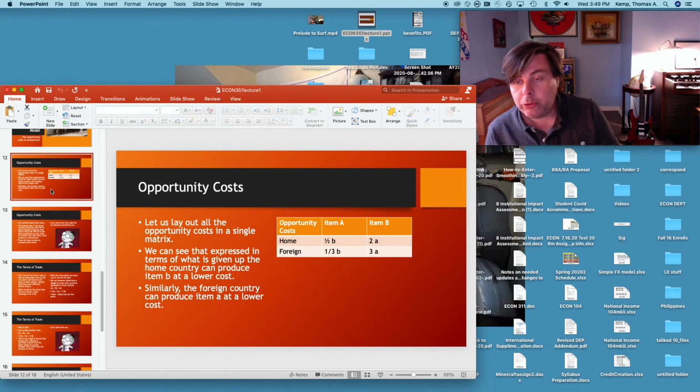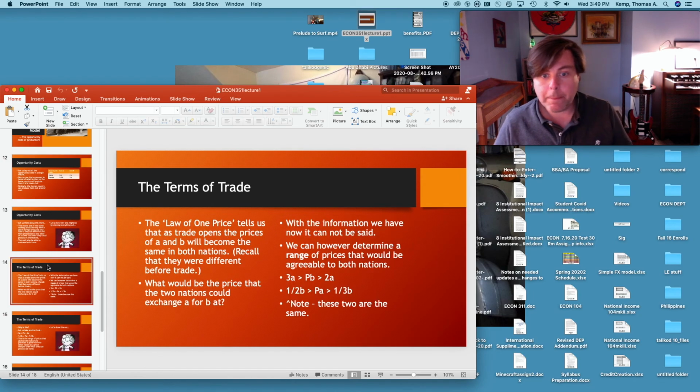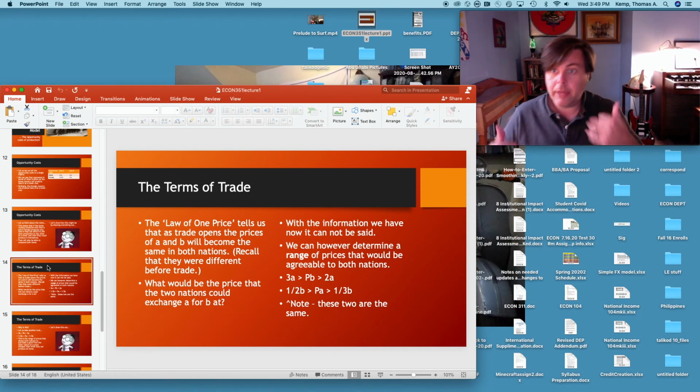So who's going to produce item B? The home country. All right, so let's go back here. As long as the home country is getting more than 2A, it's happy to produce. In other words, the global price is higher than what it gets before trade. As long as that's the case, they're amped. They're going to be like, yes, that's good. Every time we produced an item B, we used to be getting 2 A's. Now we're going to get more than 2 A's.